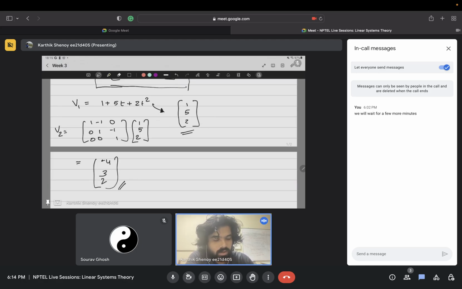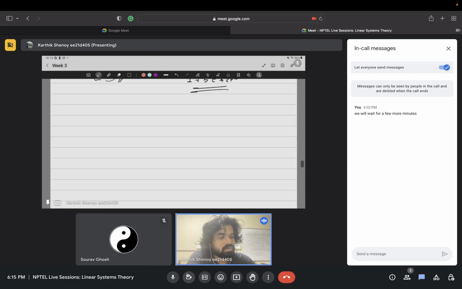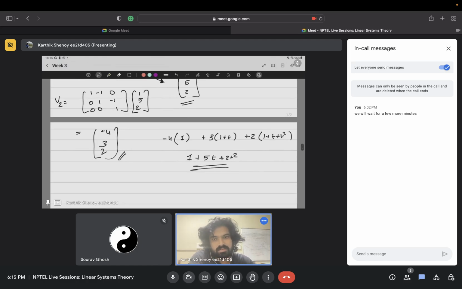Okay. Now what are these? These are coordinates, right? So how do I write the basis? Minus 4 times 1 plus 3 times 1 plus t plus 2 times 1 plus t square. So that is nothing but minus 4 plus 3 is minus 1, plus 2 is 1, plus, what is the coefficient of t? 3 plus 2 is 5t, okay, and finally plus 2t square. So you see, in fact it is the same vector. In whichever basis you take, it is the same vector. So this is the basic thing of coordinate change.